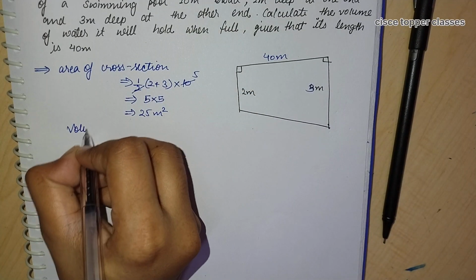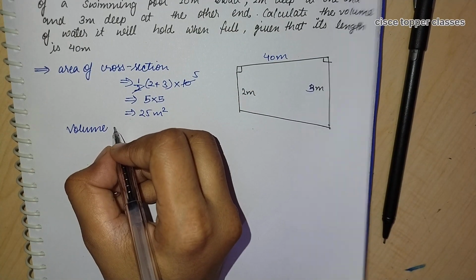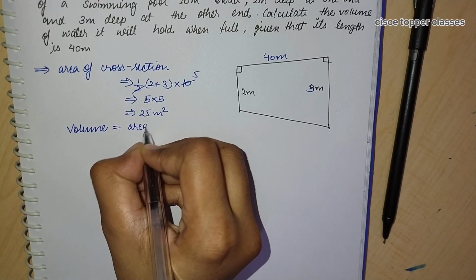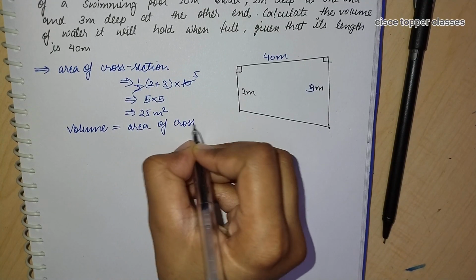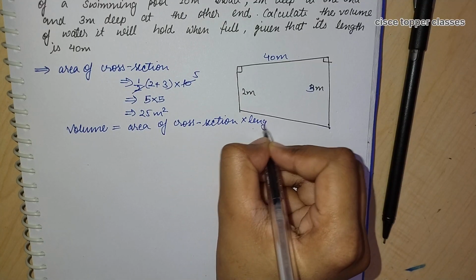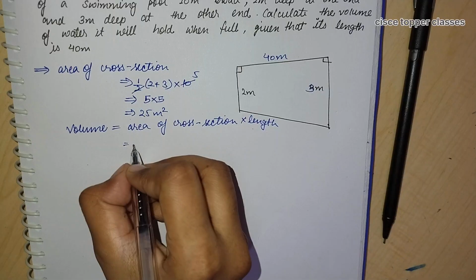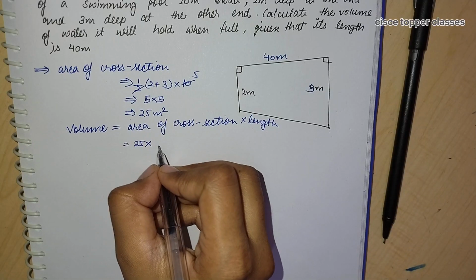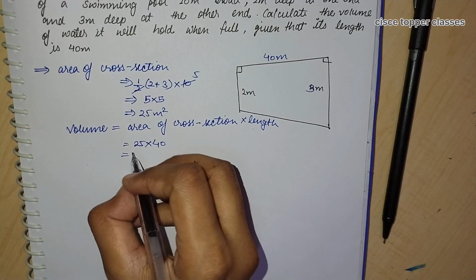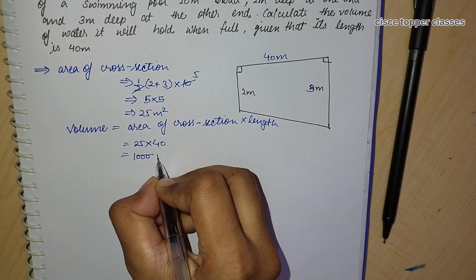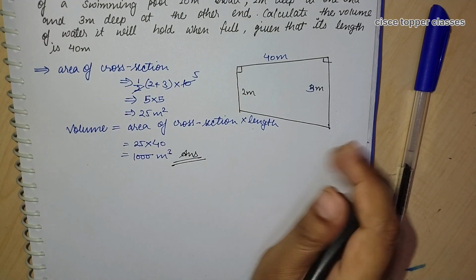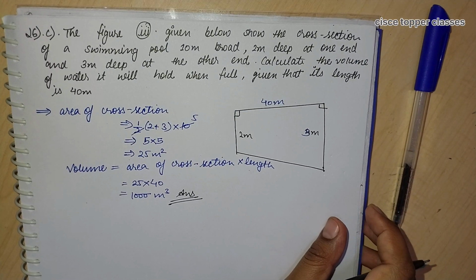Now we want to find the volume. What amount of water will that swimming pool store? So volume is equal to the area of this cross section into length. So this will be the area of cross section, 25, into length, which is here 40. So this is 1000 meter cubic. So this is the final answer in this question, the 26th third part. This is the solution of this question.